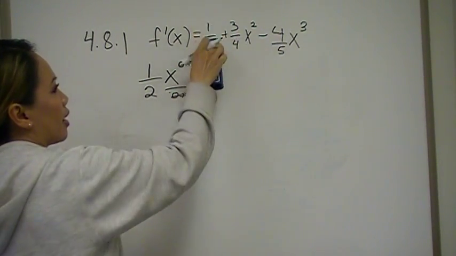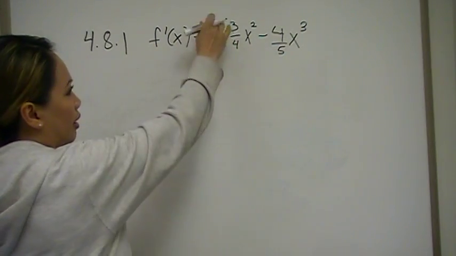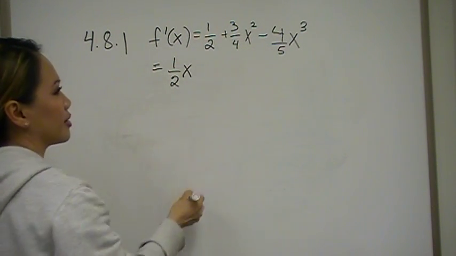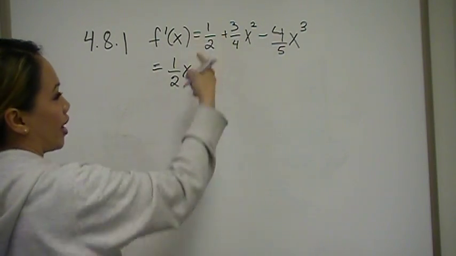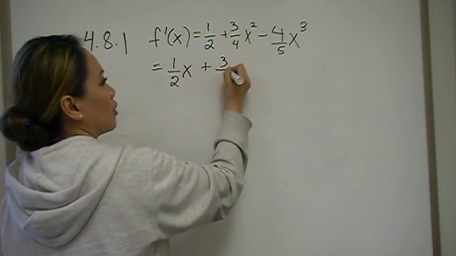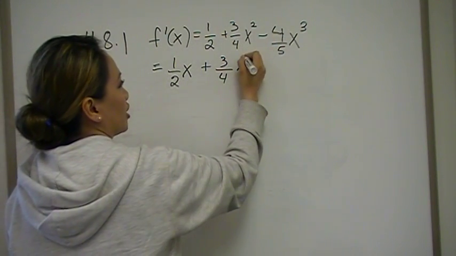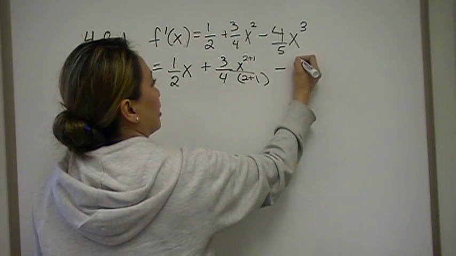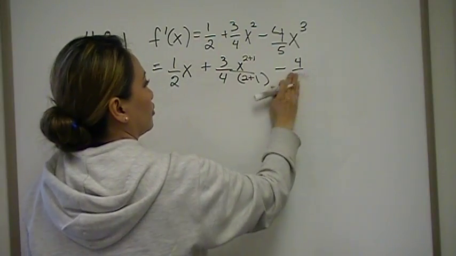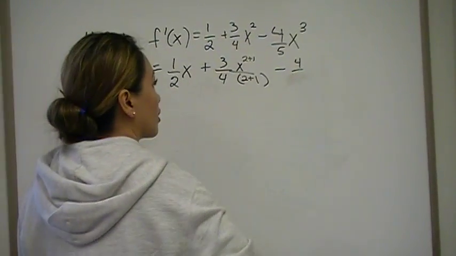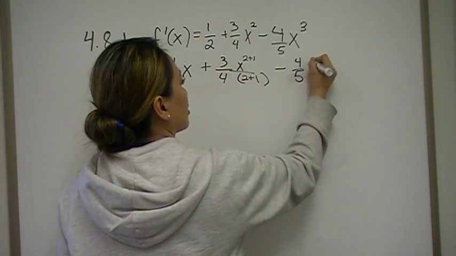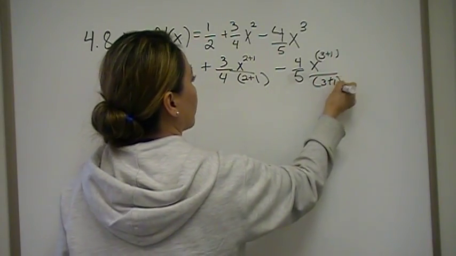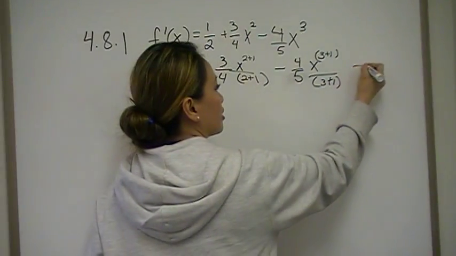So whenever you see a number without an x on it, the antiderivative of that is going to be whatever the coefficient is times x, because if you take the derivative of 1/2 x, you get 1/2. Next term, 3/4 x to the n plus 1, so 2 plus 1, all over 2 plus 1, minus 4/5 x to the 3 plus 1 over 3 plus 1. This gives us plus some constant.